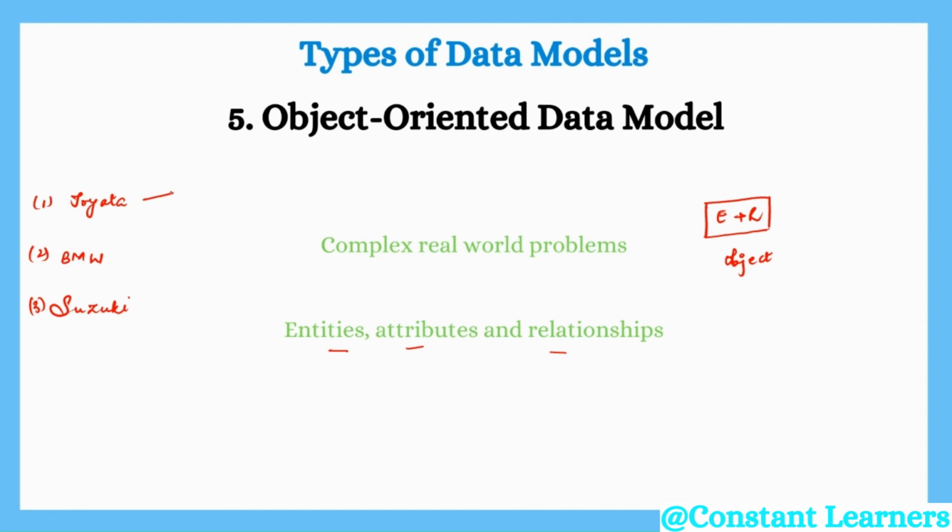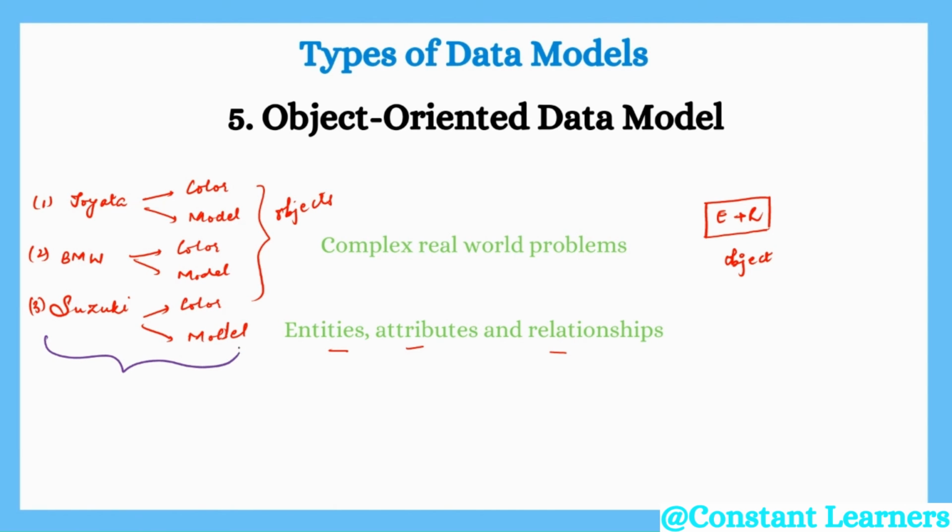Now, all of these cars are going to have some kind of color and some kind of model. So the attributes for Toyota are going to be color and model. All three of these are objects, because these are cars. But all of these objects have similar attributes. So we can say that objects with similar attributes can be accommodated into a single class of cars. And this class is also going to have some attributes.